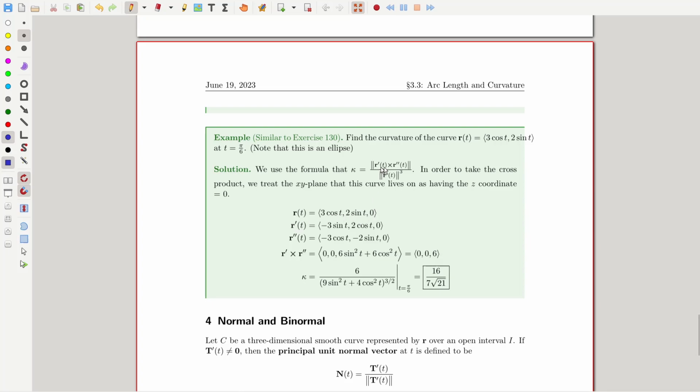Next, we have to take two derivatives in order to begin calculating this expression. The first derivative is straightforward, I think. The second derivative should also be straightforward. Just make sure you know when to insert negatives. Right? The derivative of cosine is minus sine.